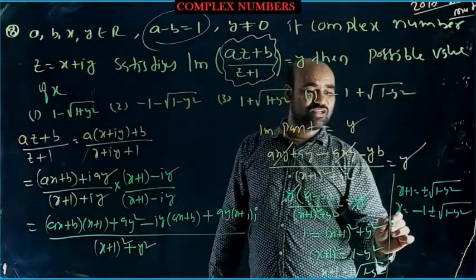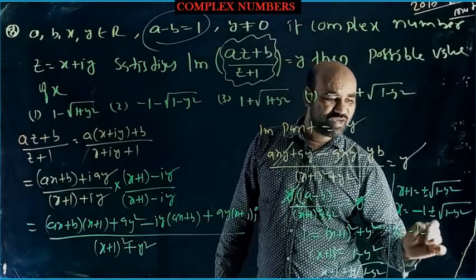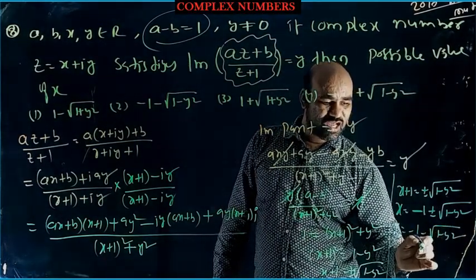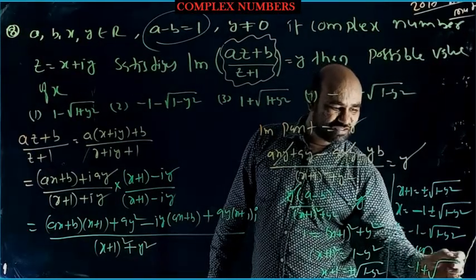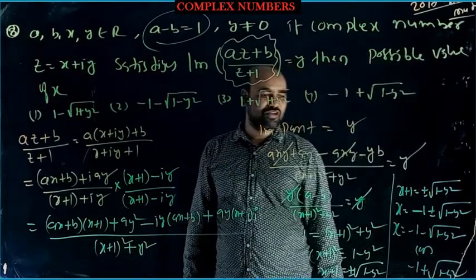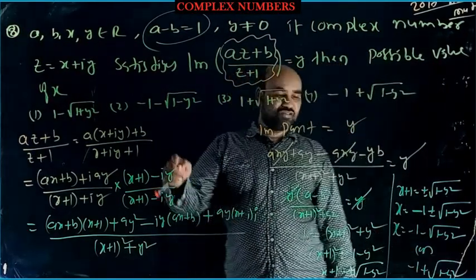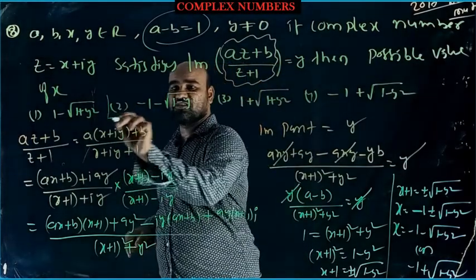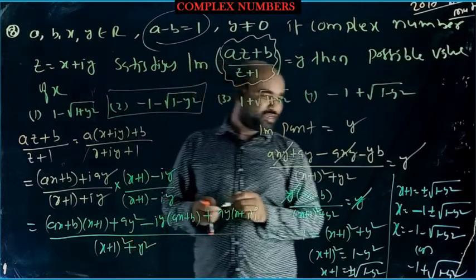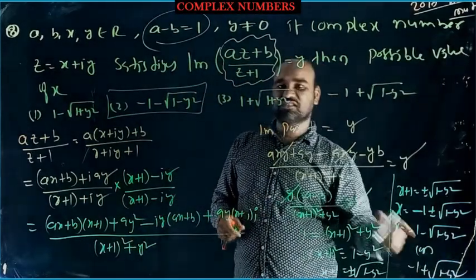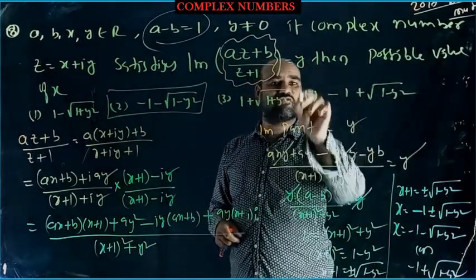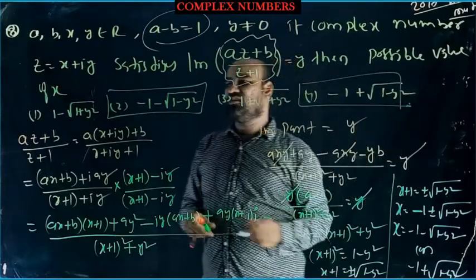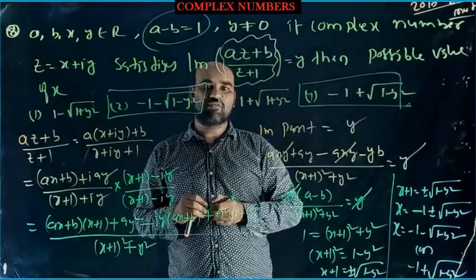This means we got two x values. One of the x values is minus 1 minus root over 1 minus y square. Another one is minus 1 plus root over 1 minus y square. Now we want to identify. Option 2 is correct. Next, minus plus minus; the fourth is also correct. So 2 and 4 are the correct answers for the problem.